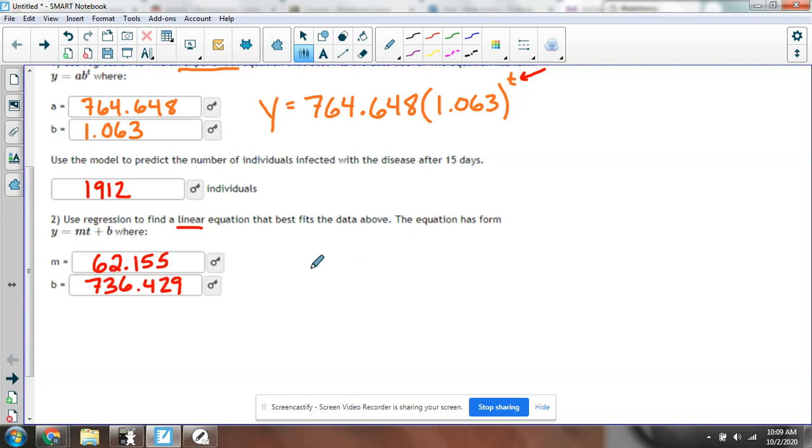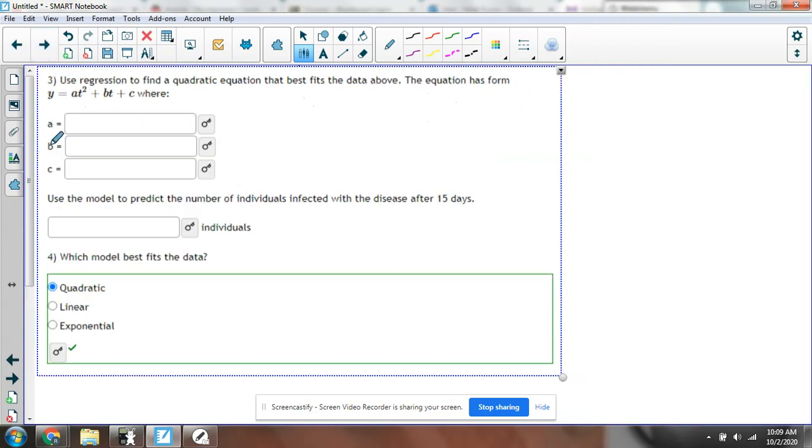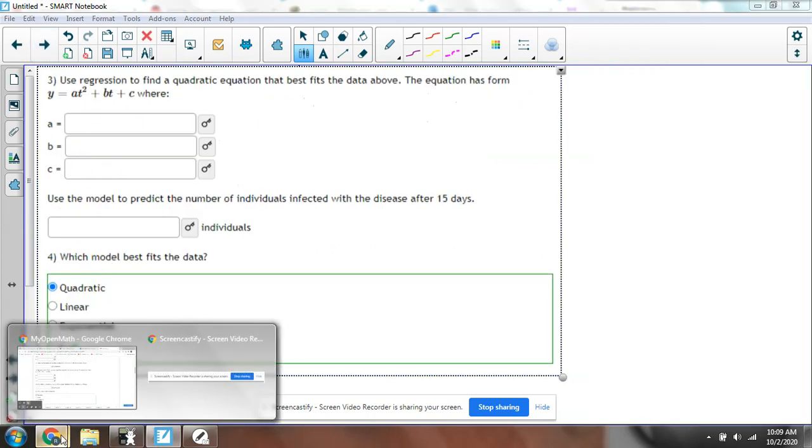Okay, so my equation is going to look like this. Y equals 62.155 times t plus 736.429. Okay. Now I think the next question is, I think I cut off part of it.